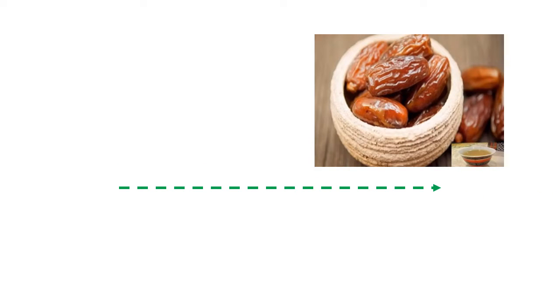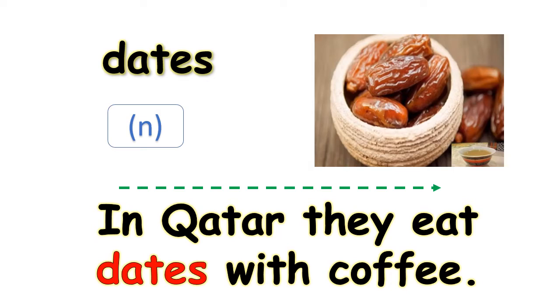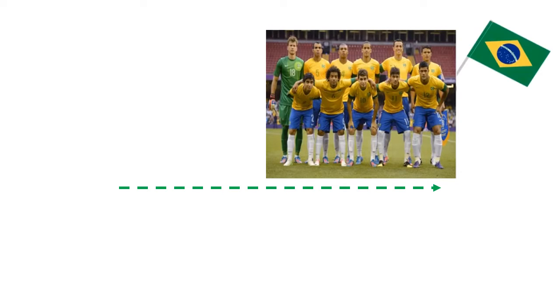Okay, I think you know this one. It's dates. Dates, it's also a noun. In Qatar, they eat dates with coffee. So dates. I like dates. In Qatar, they eat dates with coffee.